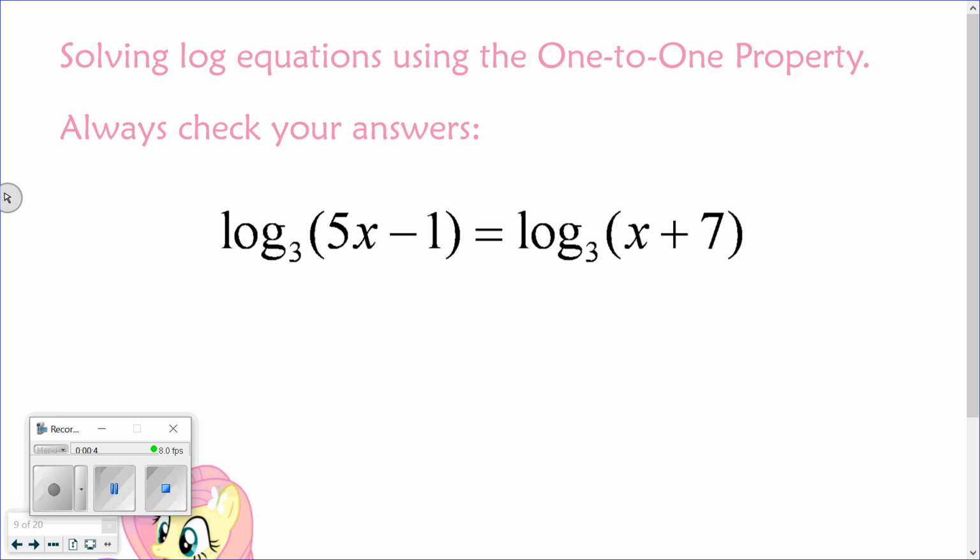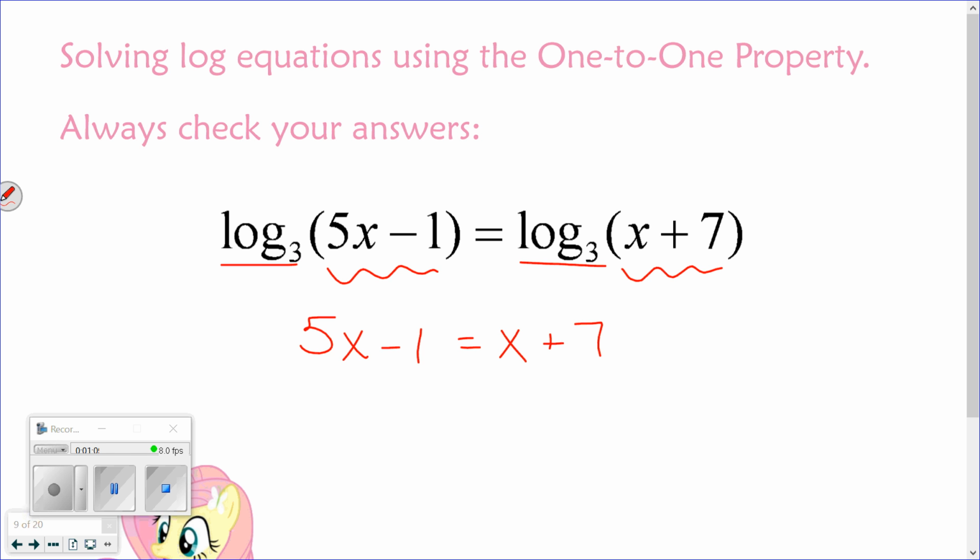Yeah. So for something like this, just like we did yesterday when they had the same base, so the exponents had to be equal, here, log base 3 is the same on both sides. So this stuff must be equal to each other. Yep, so we're solving for x. Since it's log base 3 on both sides exactly the same, we'll just set whatever's in their parentheses equal to each other.